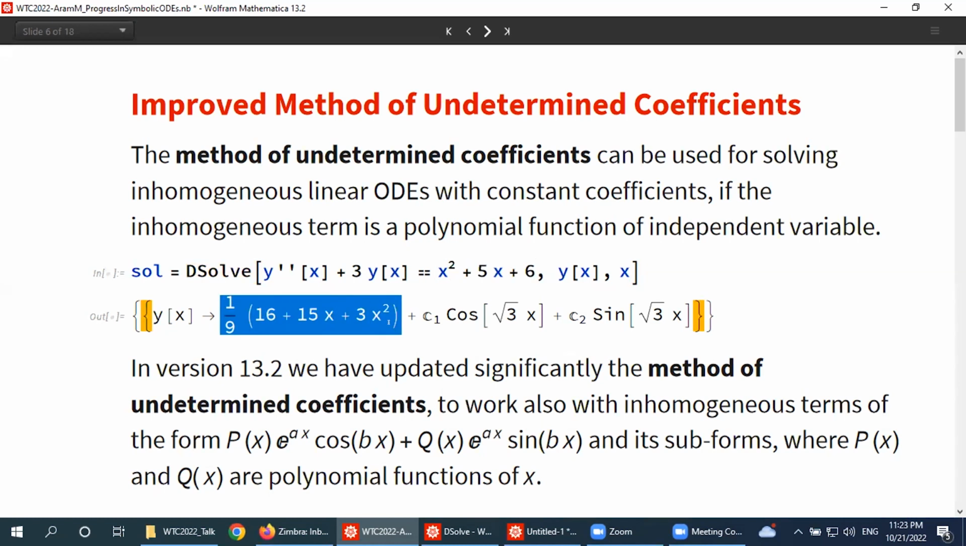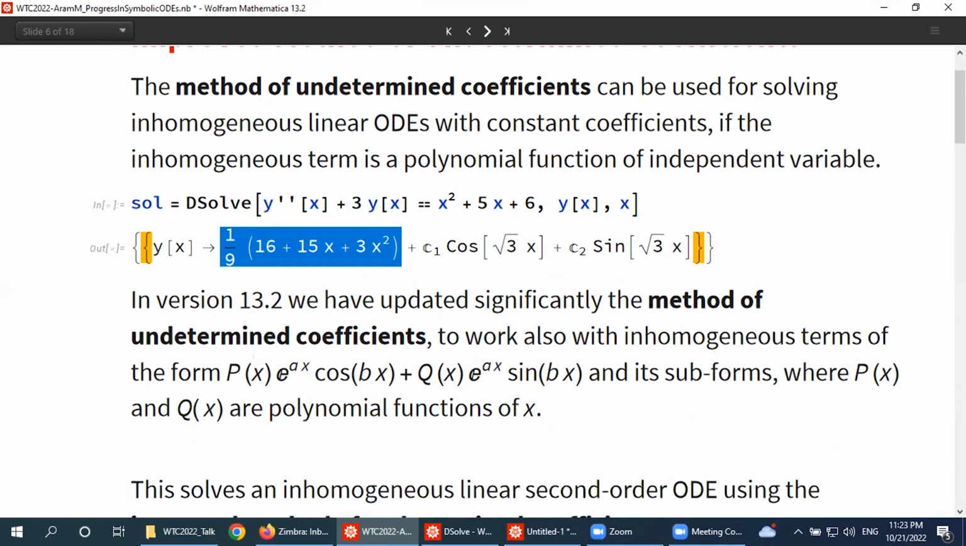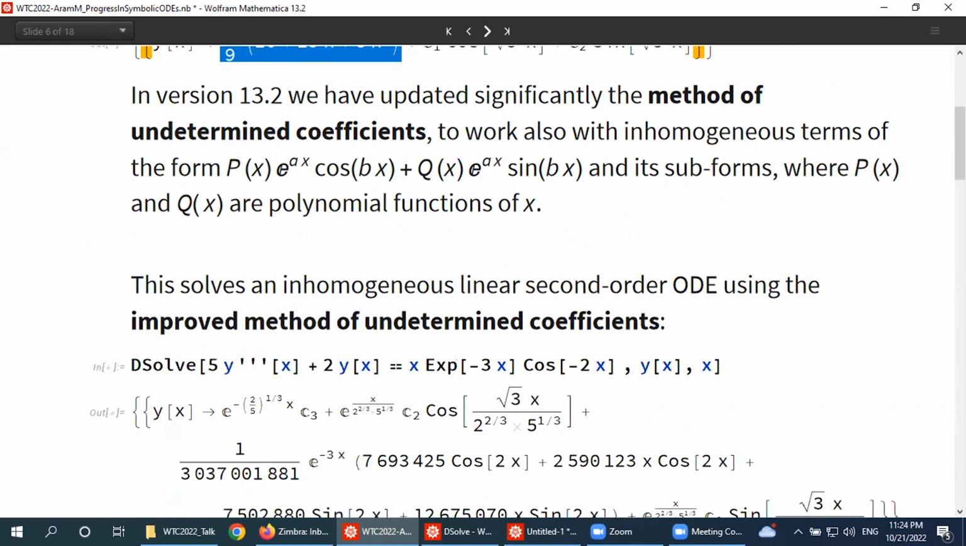And in version 13.2, we have significantly updated and improved this method of undetermined coefficients. So now it can work also with more complicated inhomogeneous terms of the following form: p(x) exponential function e^(ax) cosine(bx) plus q(x) exponential function e^(ax) sine(bx). Here a and b are any constant coefficients, and p(x) and q(x) are polynomial functions of x. And here is an example which can be solved with this improved method of undetermined coefficients.